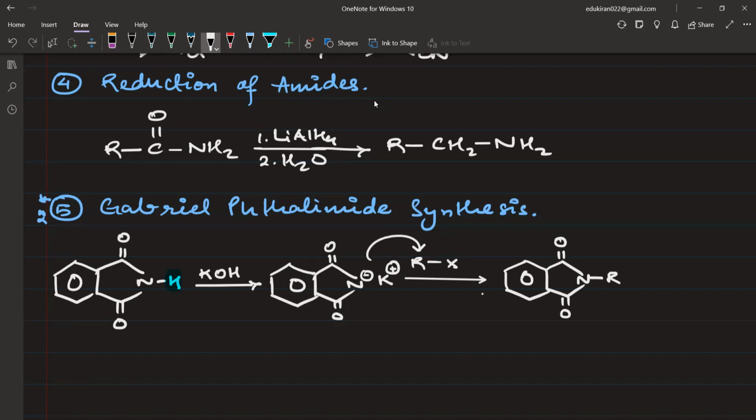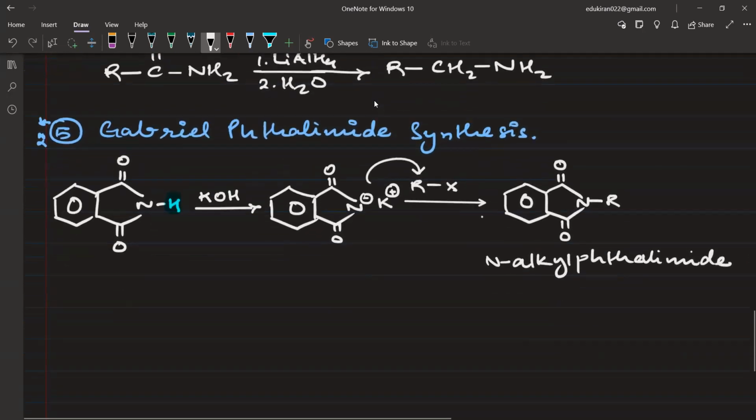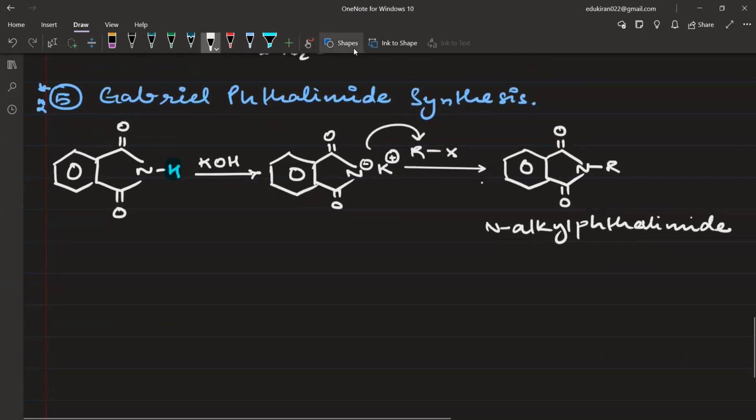Now this is known as N-alkyl phthalimide. If you are taking a methyl halide, you will get N-methyl; methyl will be attached to the nitrogen. If ethyl, ethyl will be attached. If propyl, propyl will be attached. So in general it will be N-alkyl. Sorry guys, phthalimide. Now you just need to add NaOH here.